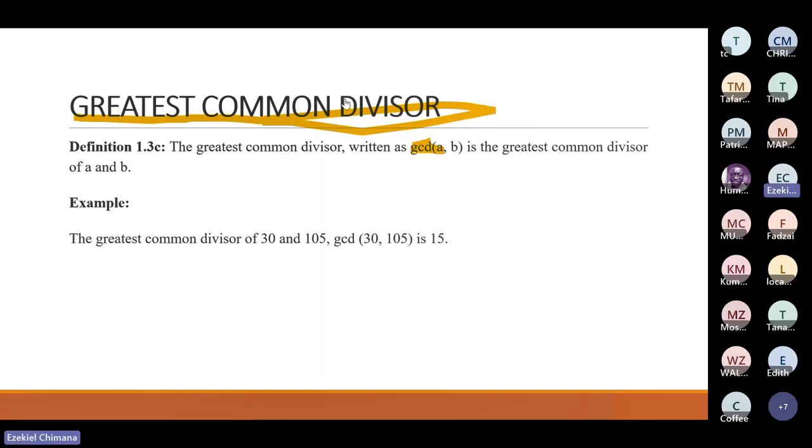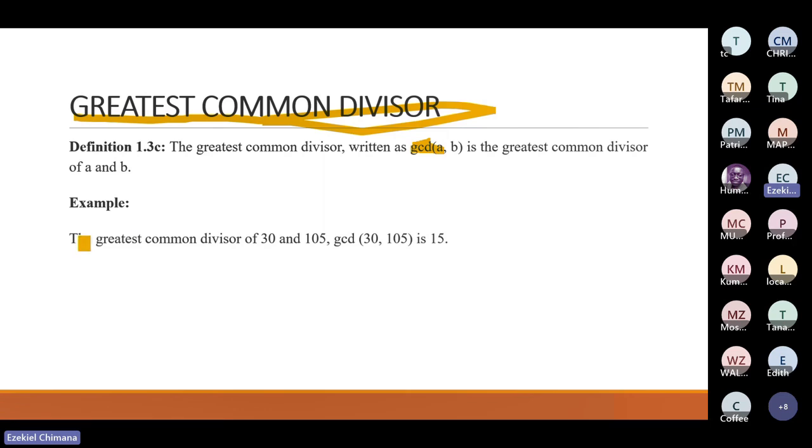So what we want you to understand and appreciate here is how to get the greatest common divisor of two given numbers, and how you can quickly do that using this algorithm.